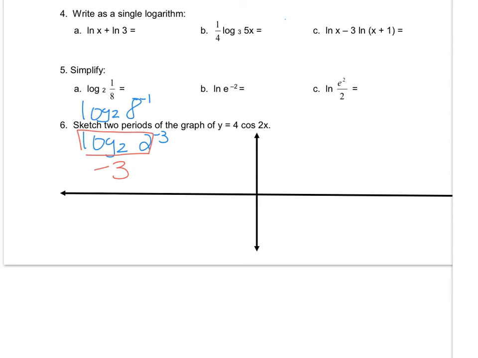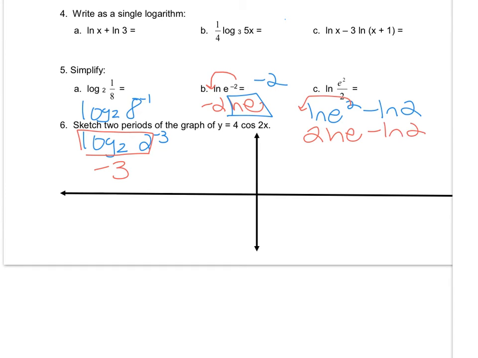In B, because of this property, and now ln of E, that's like saying E to what power is E? That's just 1, so this answer is negative 2. Now I can do the same thing for C, except you first have to use a property to expand the expression. And now, this ln of E is 1, so we get 2 minus ln of 2.